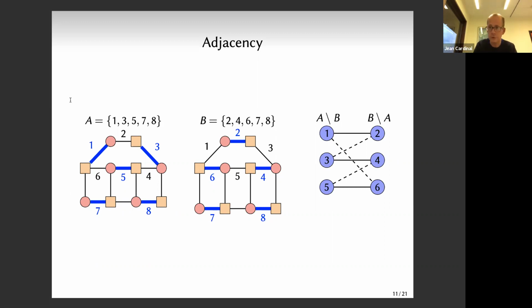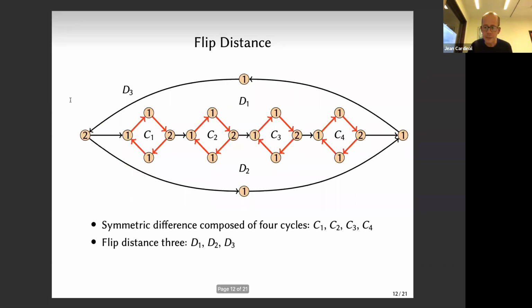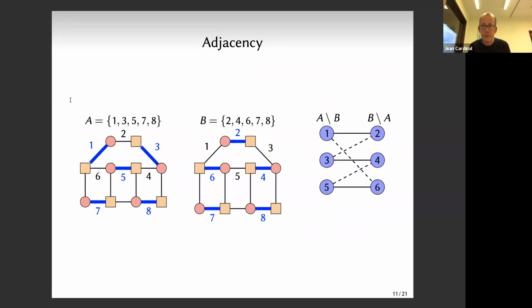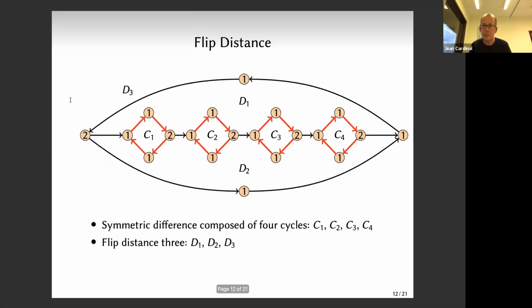Yes, good question. So it's actually always the case. You may think, okay, just look at all those cycles and flip them one by one. Why wouldn't that be the flip distance? Why wouldn't that be the shortest path between the two? Actually it's not. Let me show you an example.